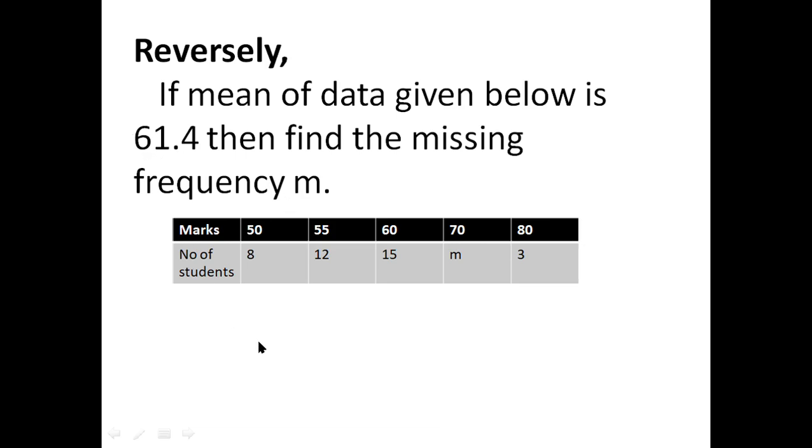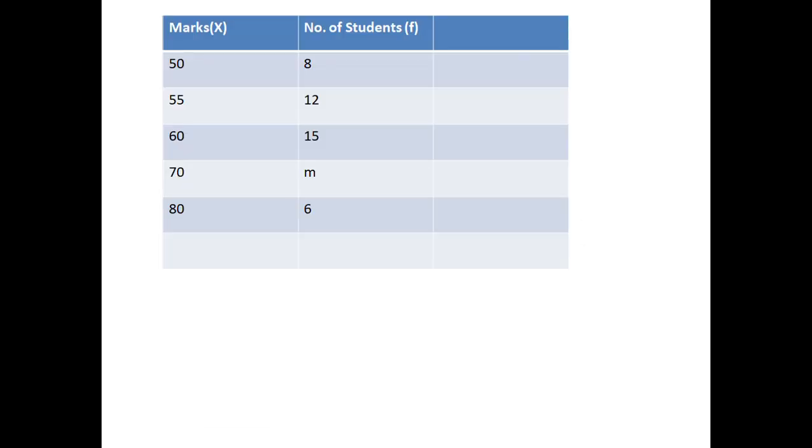So let's see how we proceed. First we'll make the table and fill in the marks over here: 50, 55, 60, 70, 80, and their respective frequencies 8, 12, 15, m, and 6. Then the same process we have to follow. We will be multiplying frequency and x, right? So first is 50 into 8, that is 400, and second is 55 into 12, that is 660, and then third is 60 into 15, that will be 900, and then 70 into m will be 70m, and 80 and 6 will be 480.